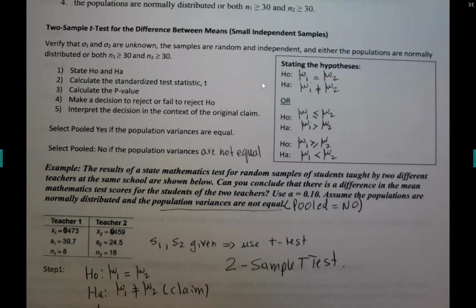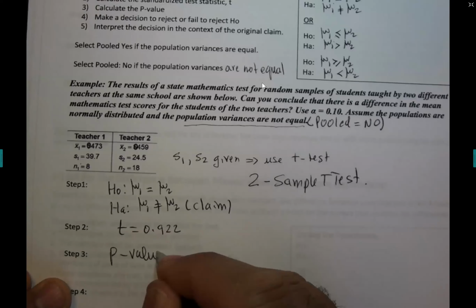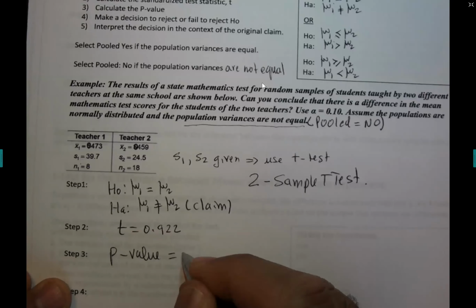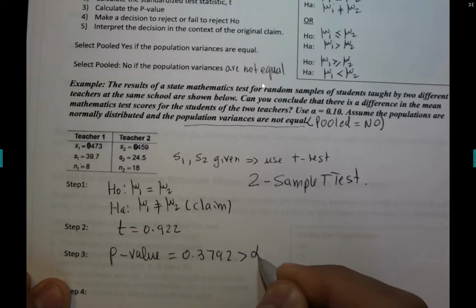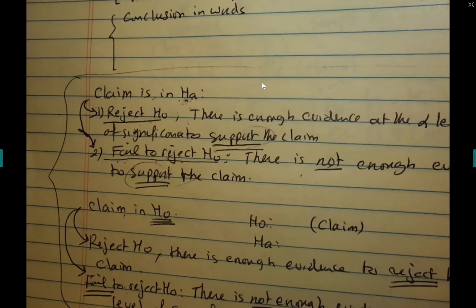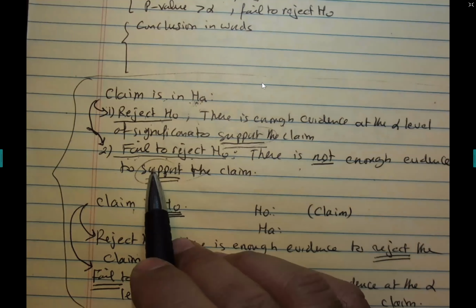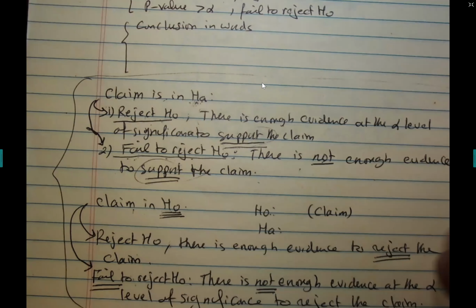Here you go, guys. P-value is very big, which is more than alpha for sure. I don't even need to look what alpha is. It's huge. So you fail to reject H0. And if you fail to reject H0, I'll take you to my yellow sheet. If you didn't take a screenshot of it, do it now. Keep it handy. The claim is in HA. You fail to reject H0, you don't support the claim. You say, I don't have enough evidence to support the claim.